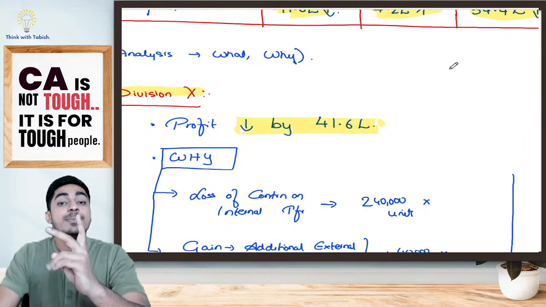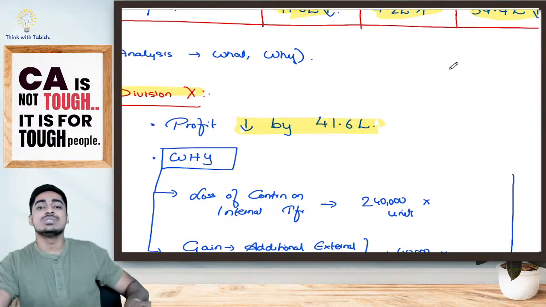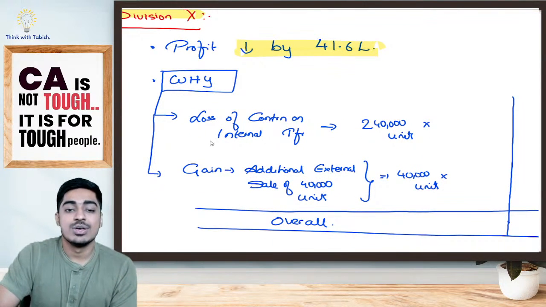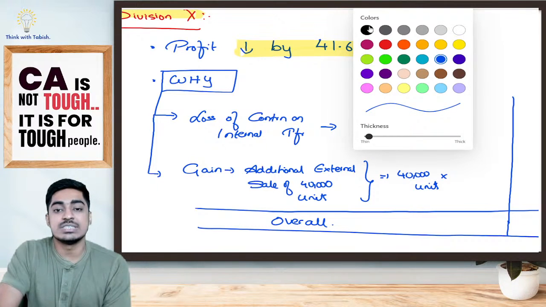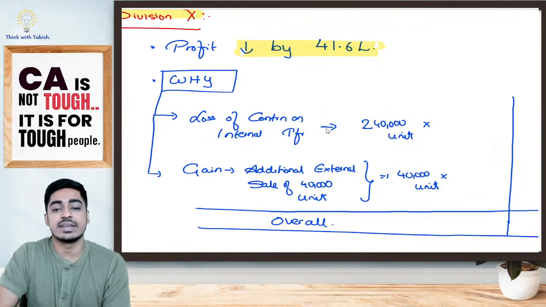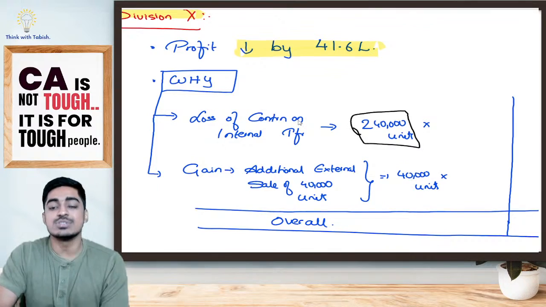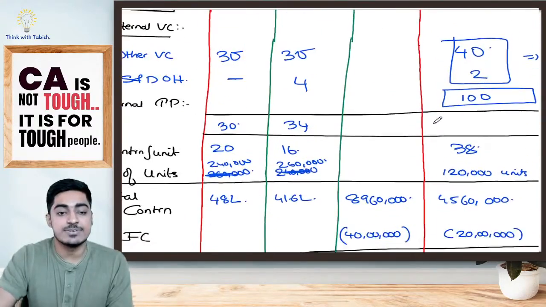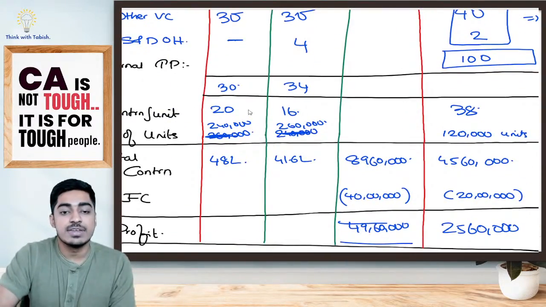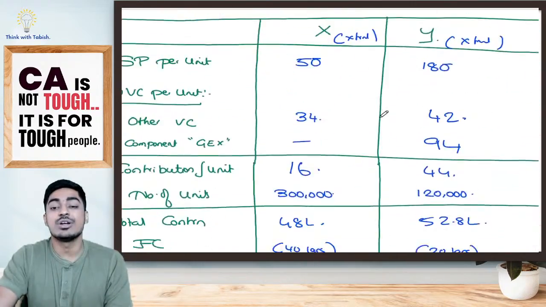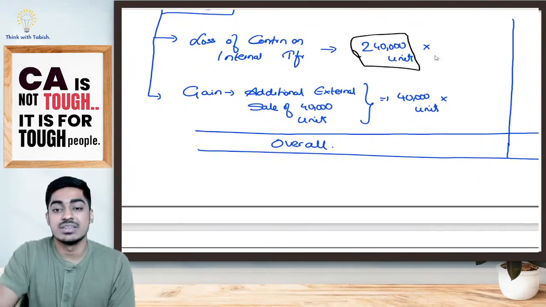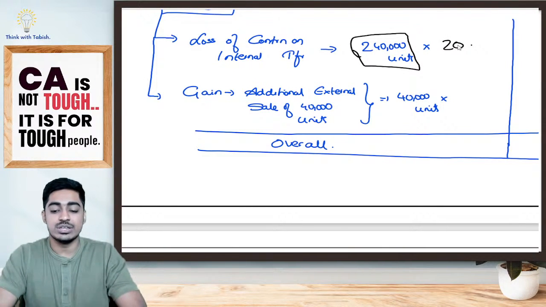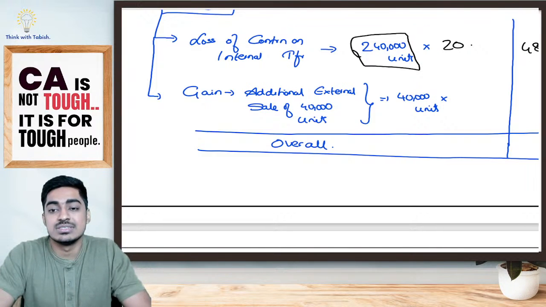Two things happened. Previously, we were selling 2,40,000 units to Y. Now we are not doing that. So that contribution we have lost. Yes or no? We have a loss of contribution. How much is the loss of contribution, students, on the internal transfer? Previously, 2,40,000 units we were transferring. On every unit, previously we were earning 20 rupees, if I'm not wrong. On internal transfer, we were earning 20 rupees. Now we cannot earn that because internal transfer is not there. So that became our biggest loss. 2,40,000 units into 20 rupees, 48 lakh rupees.